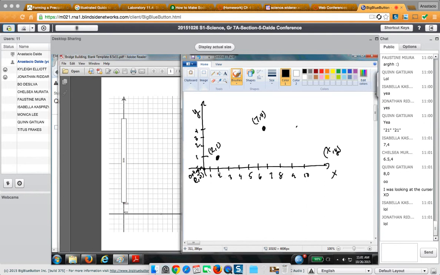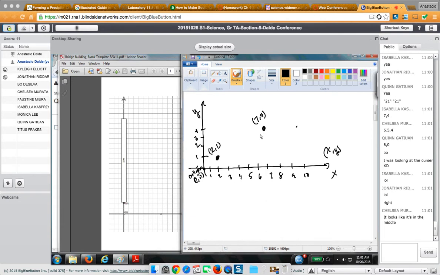In order to get here, you would have to press the right arrow 7 times, and you would have to press the up arrow 4 times, and you would get to exactly that point. And you always report the x coordinate first and the y coordinate second. Does that make sense? Okay, good.